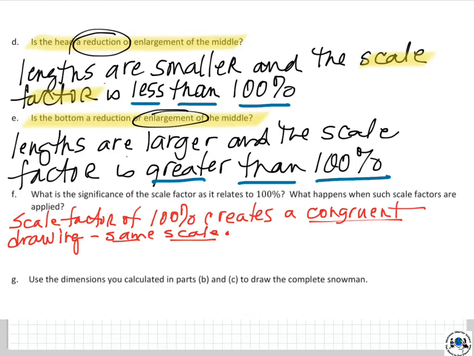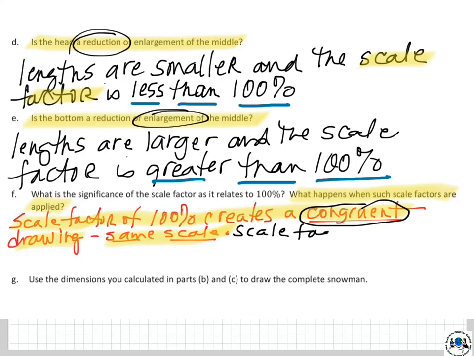And I didn't highlight this, but what happens when such scale factors are applied? Well, a scale factor of 100% here creates a congruent drawing, the same scale. So if I were to create a piece of the snowman that was 100% of that middle section, it would be the same exact size, and therefore it would be what we call congruent. It'll have the same measurements, same measurements all around, same scale.